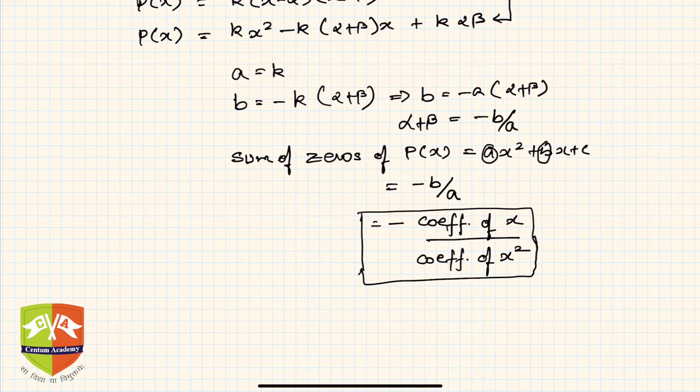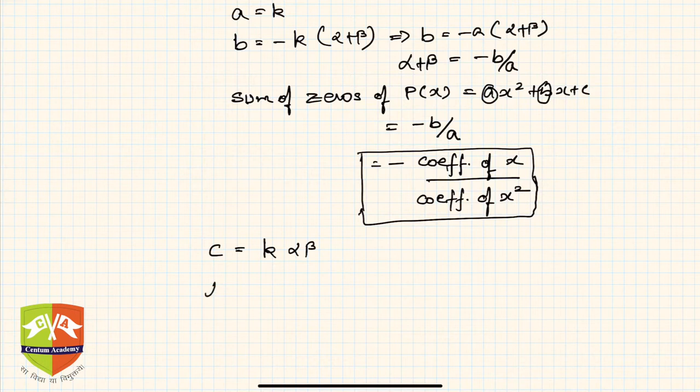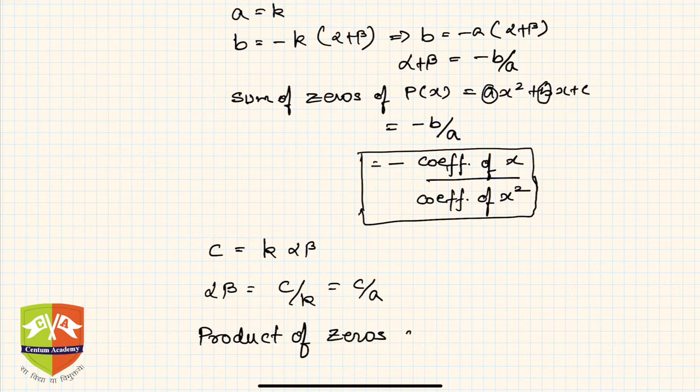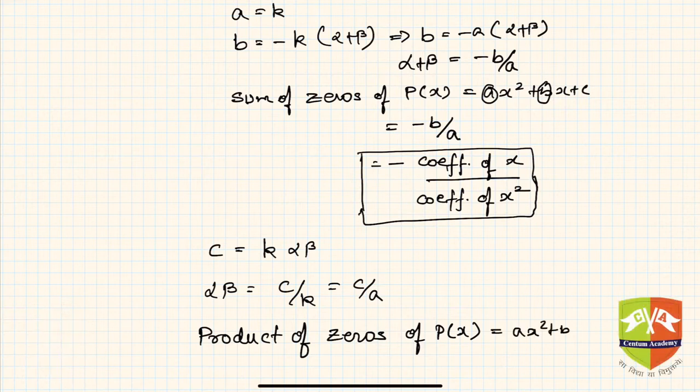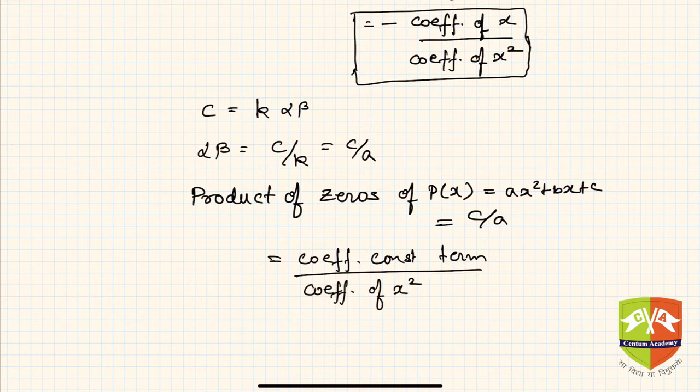Very good, fantastic. Now, if you compare the constant terms, you will get c is equal to k alpha beta, isn't it? If you check, this is c here. So I'll get alpha beta equal to c upon k, which is nothing but c upon a, because a was k. So I got the product of zeros of p(x), with p(x) equal to ax squared plus bx plus c, is nothing but c upon a, which is nothing but the coefficient of the constant term divided by the coefficient of x squared, isn't it?